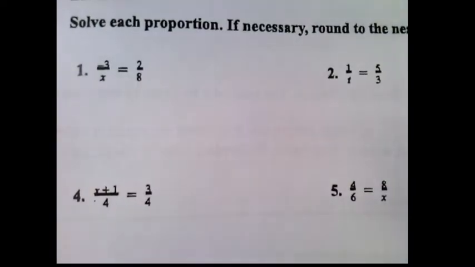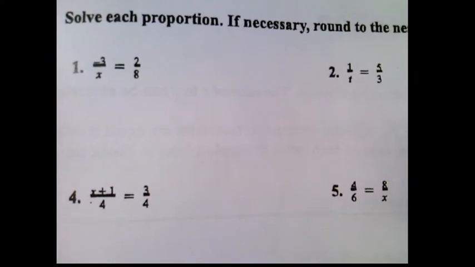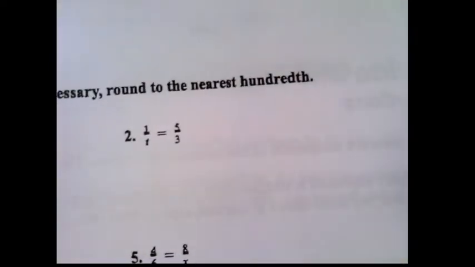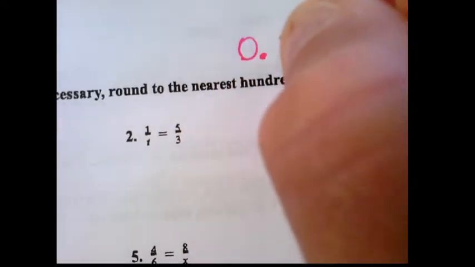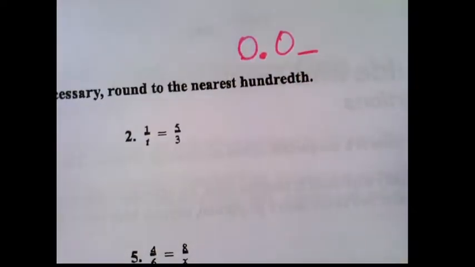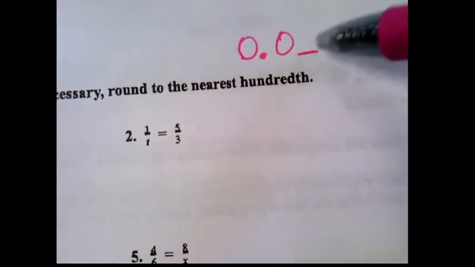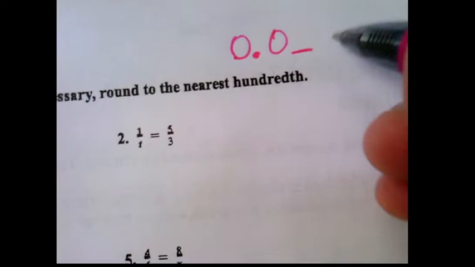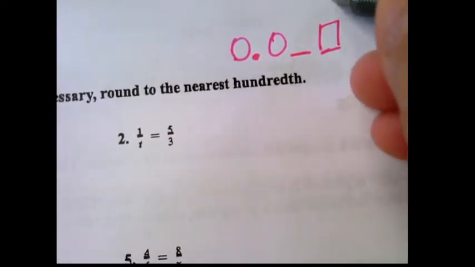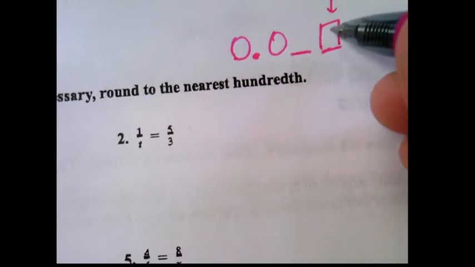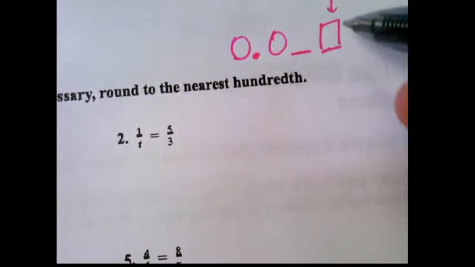Now, I'm going to skip the last one there and just go to the back side. On the back side, it says, solve each proportion, and if necessary, round to the nearest hundredth. Now remember, the nearest hundredth, just to set this up, is 0 point, okay? So this is the tenths place, this is the hundredths place, so 2 places after the decimal. And remember, we always go to the thousandths place, and if that is 5 or more, we raise this one up by 1. If it's 4 or less, we keep it the same, okay?